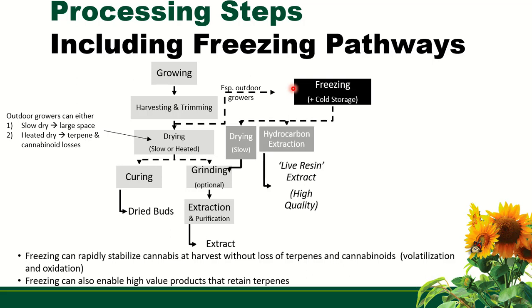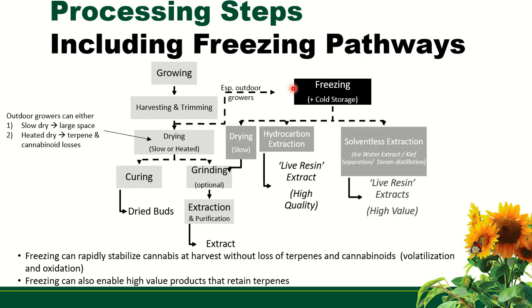It gives you the ability to do live resin, so putting it through hydrocarbon extraction, because you can do butane extraction with wet material. And in this way, you're not losing any of your terpene content. Or you could be doing what is getting very, very popular, solventless extraction. So this is your ice water hash, keef separation. This is your steam distillation for terpenes. These are really, really high value crop products that you can do on a very large scale if you have the right equipment.